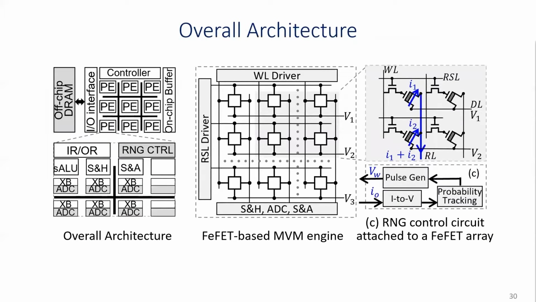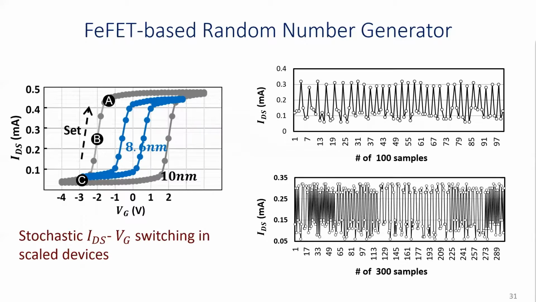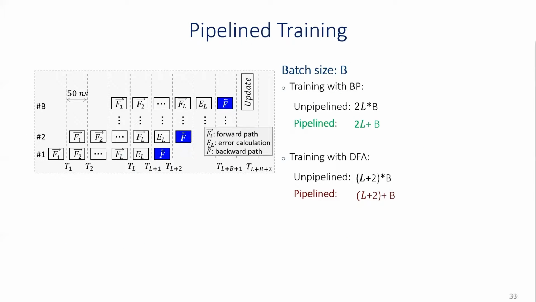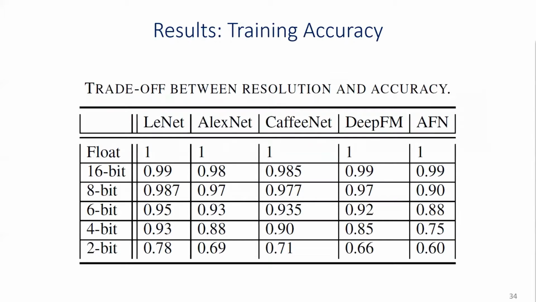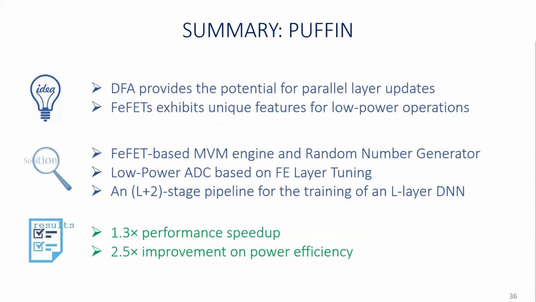Here I show you the overall architecture. The highlight here is we have a FeFET-based random generator, which is essential for the DFA-based design. Also, we have a FeFET-based ADC unit here. I show you the random generator results and also the ADC results here, and this is the overall pipeline. You can see we can roughly maintain the accuracy compared with the simulation results, and we show a significant improvement in terms of both performance and energy. I summarize all the key information in these slides.